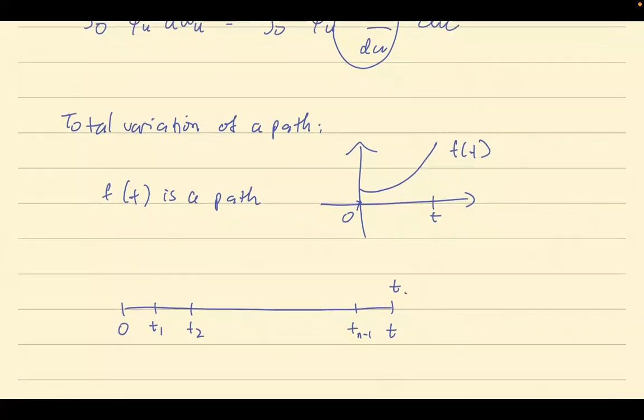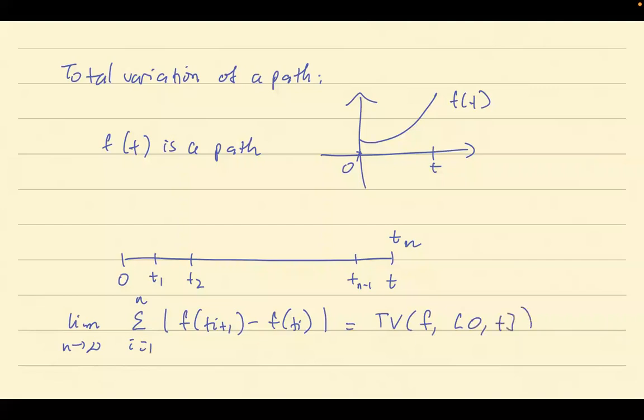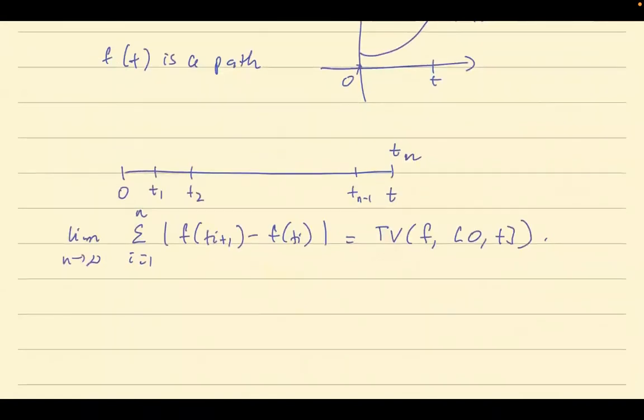Okay. The total variation of the path will be the absolute value of the change. This will be the total variation of the function on the time interval 0 to t. Again, it's a strange mathematical object, but stay with me here. So what does it do? Notice, if you were just adding the change, if you don't have the absolute value, what are you getting?